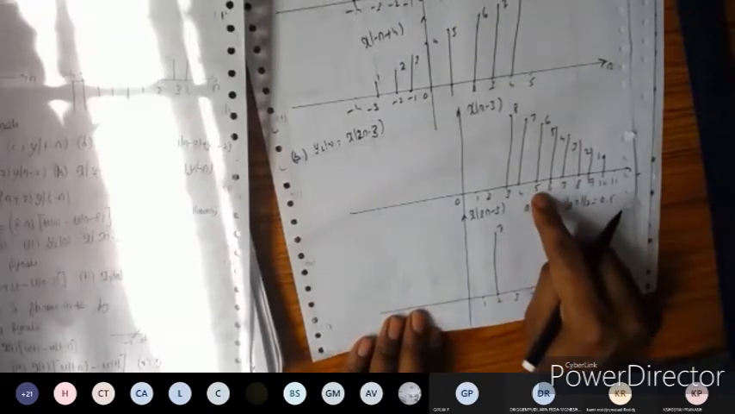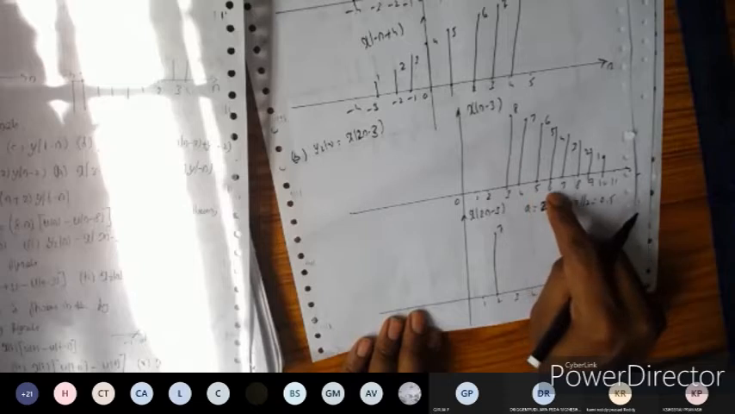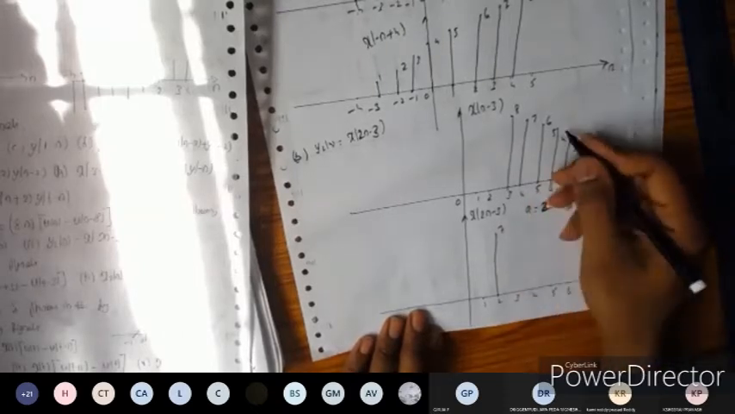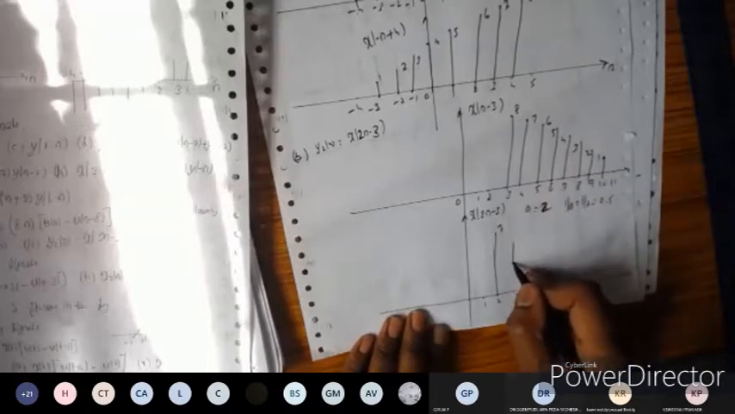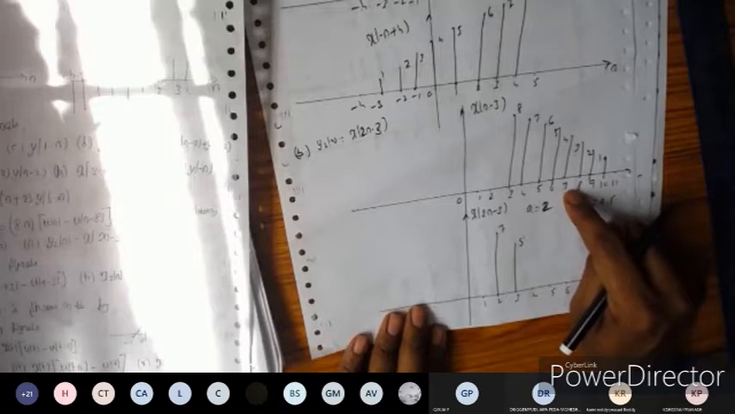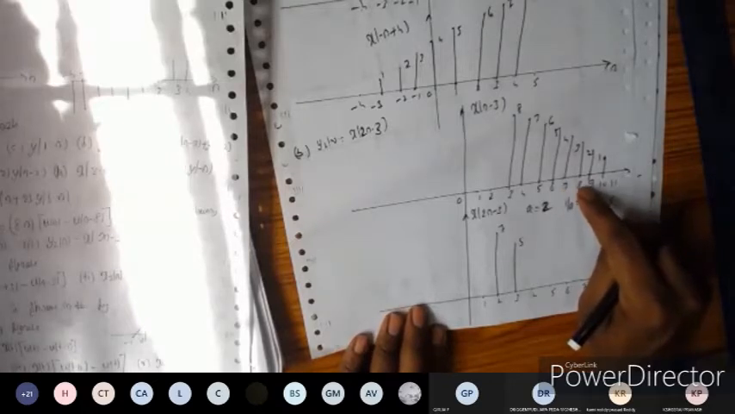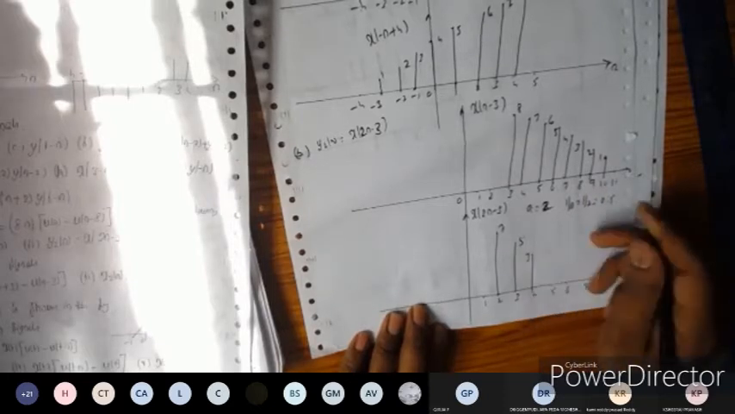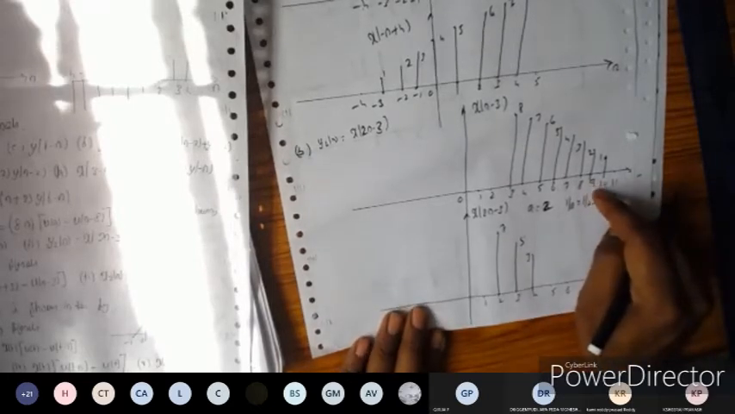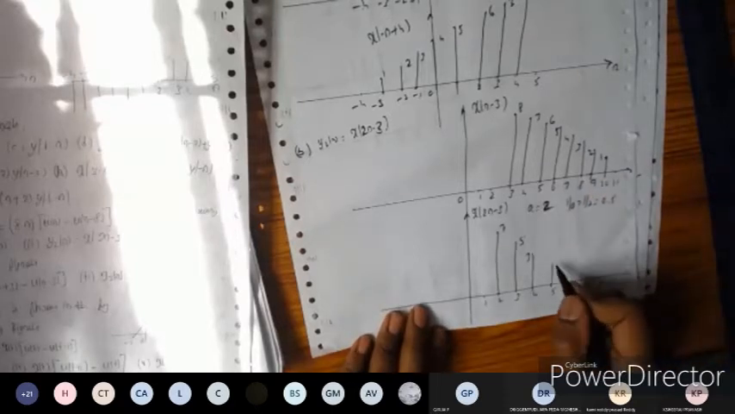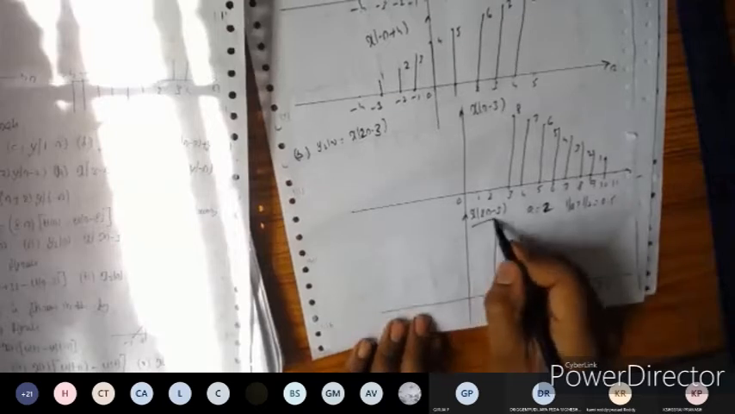Next, 5 into 0.5 is 2.5; let us discard this one. Next, 6 into 0.5 becomes 3. At 3 we have the amplitude of 5. Next, 7 into 0.5 is 3.5; discard. 8 into 0.5 is 4. At 4 we have the amplitude 3. Next, 9 into 0.5 is 4.5; discard. 10 into 0.5 will be 5, and the amplitude will be 1 there. So this is the waveform x of 2n minus 3.